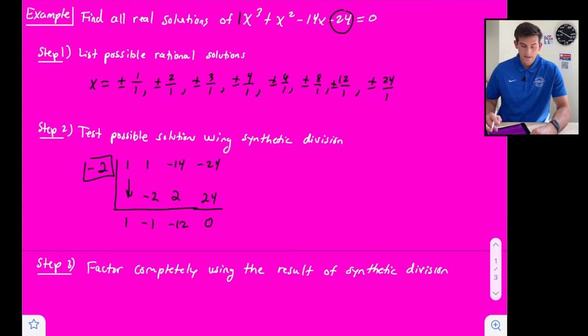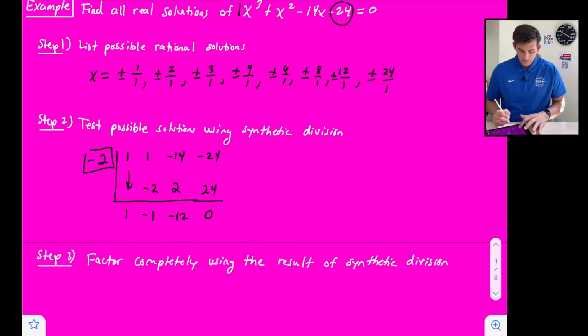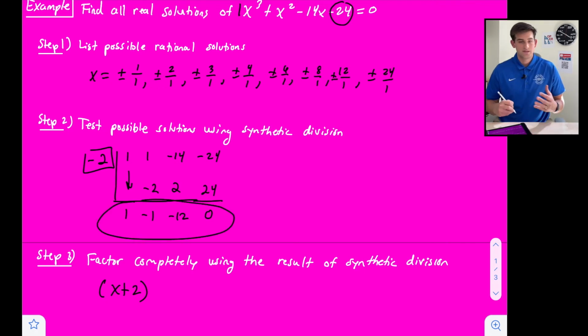Okay, now think about what our binomial factor was that we were dividing by in order for us to get a negative 2 outside of our synthetic division. Well, what we did was we set x plus 2 equal to 0. Right? And that's how we got negative 2. So that means one of our factors is x plus 2. And now to get our other factor, we can look at what we have resulting from our synthetic division process. So remember, this is always our remainder, our constant, our linear term, and our quadratic term. So this is going to be an x squared minus x minus 12 as our trinomial factor.